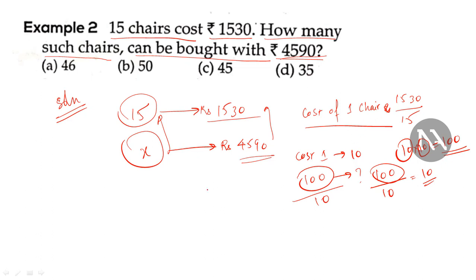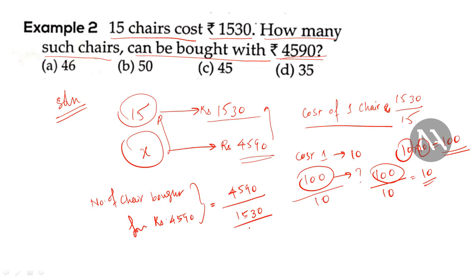Similarly, here also we can find out for 4590 how many chairs can be bought. So the number of chairs bought for rupees 4590 is equal to total cost divided by cost per unit. Cost per unit is 1530 divided by 15. So here it is a fraction, so it is a division of fractions. So I am going to write this as 4590 into 15 divided by 1530.